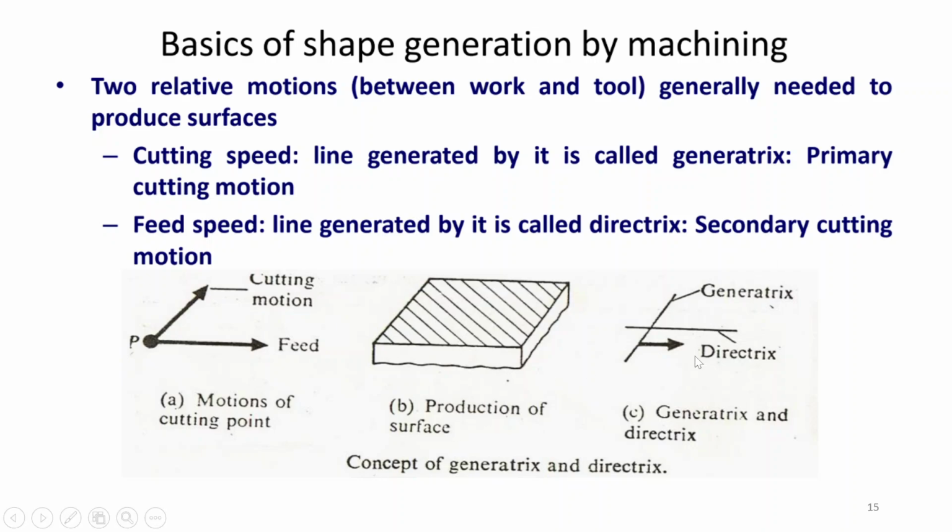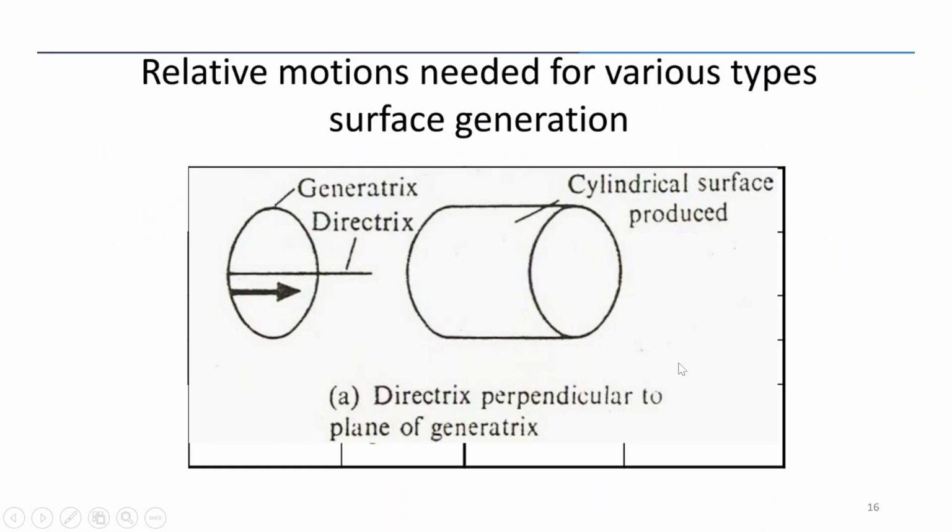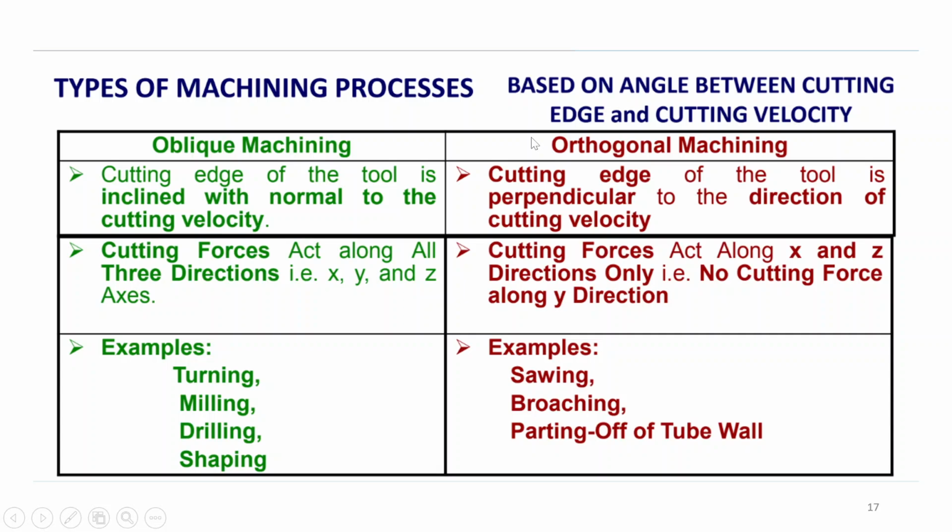Now there are definitions for generatrix and directrix, and depending on the angle between cutting edge and cutting velocity, there are two types of machining processes: oblique machining and orthogonal machining. In oblique machining, the cutting edge of the tool is inclined with the normal to the cutting velocity. In case of orthogonal, the cutting edge of the tool is perpendicular to the direction of cutting velocity.